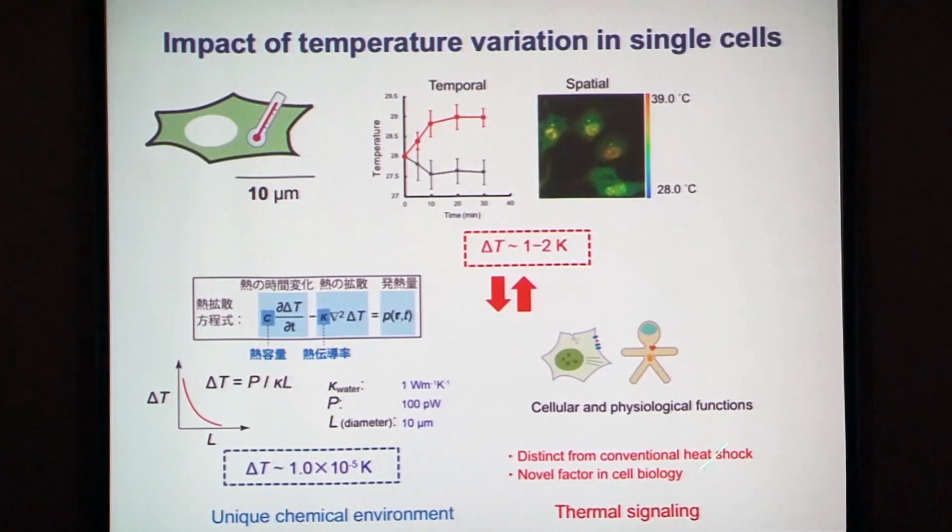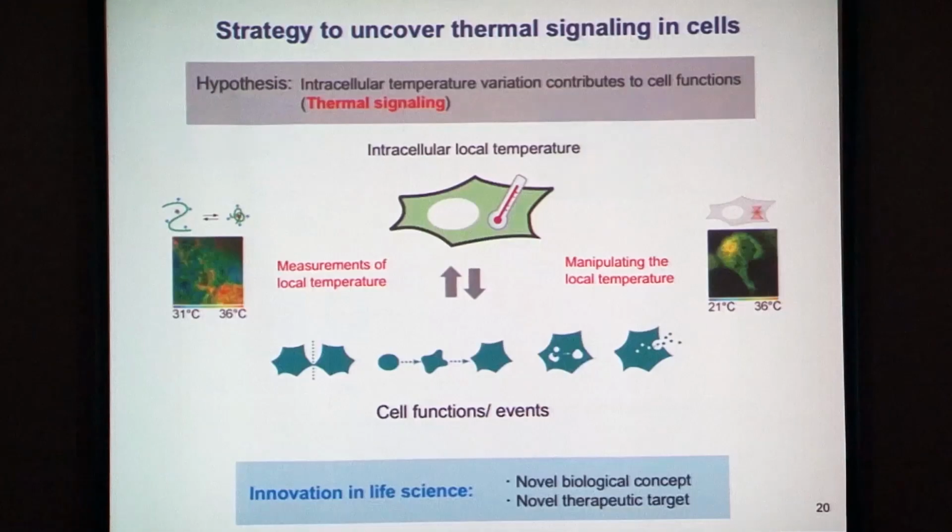Therefore, we hypothesize that local heat must have a very important physiological function in the cell, which we call intracellular thermal signaling. So in the next couple of slides, I'm going to talk about our investigation of thermal signaling. We investigate thermal signaling to test the hypothesis that intracellular temperature variations in the local area contribute to cell functions, by measuring the local temperature and also manipulating the local temperature using light.